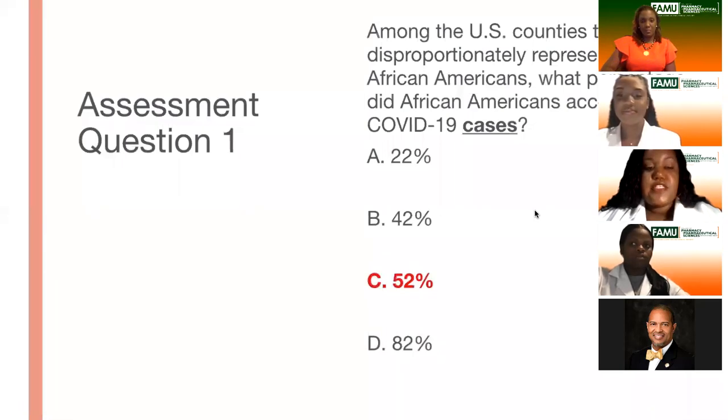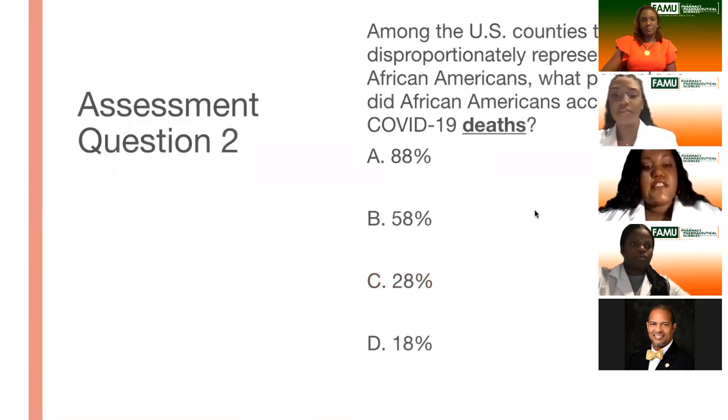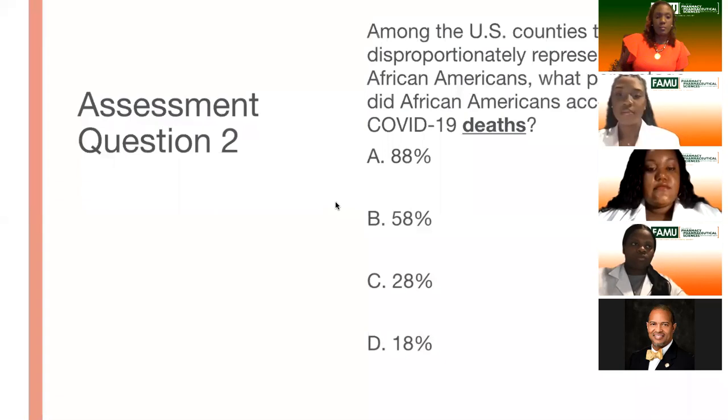And the answer is C, 52%. Assessment question 2. Among the U.S. counties that are disproportionately represented by African Americans, what percentage did African Americans account for COVID-19 deaths? A, 88%, B, 58%, C, 28%, or D, 18%? And the answer is B, 58%.